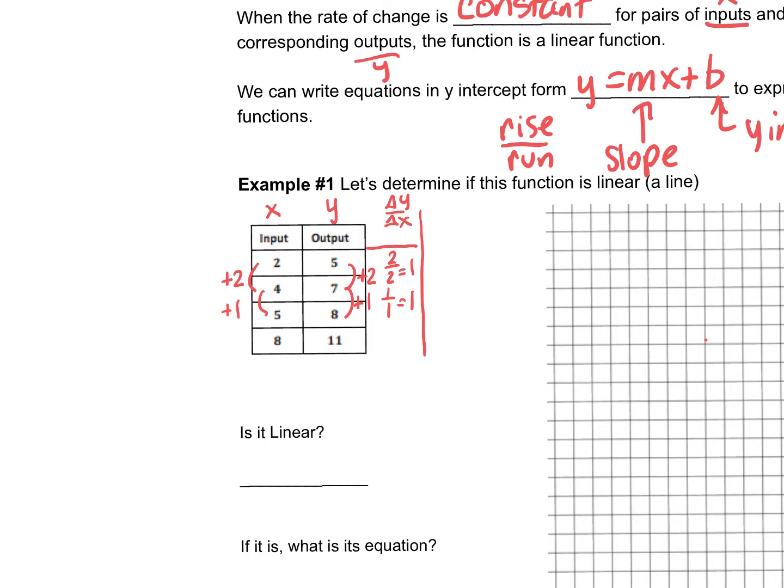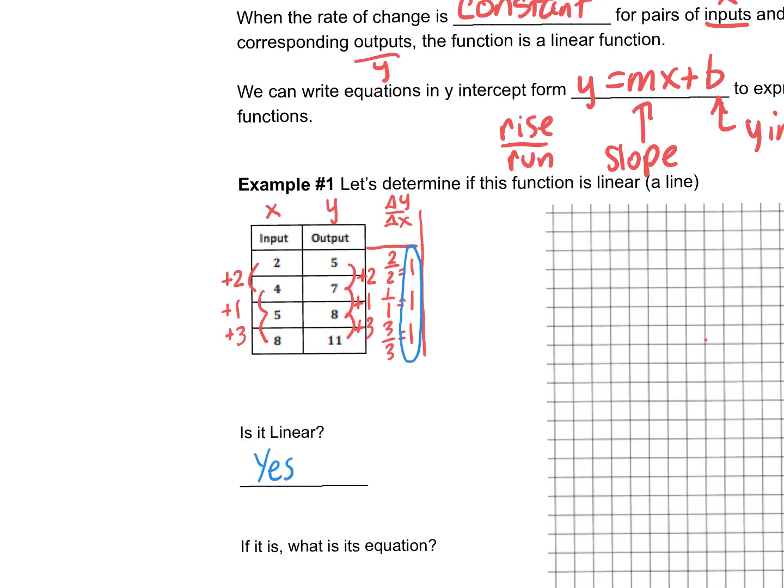And now my change from 5 to 8 is adding 3. And my change from 8 to 11 is adding 3. So again, that change in y over change in x is 3 over 3, which is just 1. So is it linear? What you do is you look and you see if these numbers are all the same, then yes, it is linear. So you would say yes.